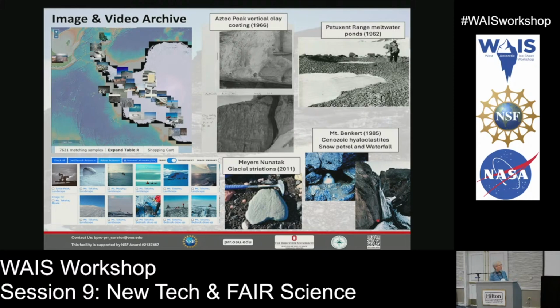But we have images from places like the Patuxent Range where you can see these meltwater ponds that don't necessarily show up very well on the satellite data. And this one, I'm sorry, it's very difficult to see, but a 1966 observation from the Aztec Mountain in Beacon Heights of these beautiful vertical clay layers, basically coming down the cliff face on top of Permo-Triassic rocks. Clearly not a Permian feature.